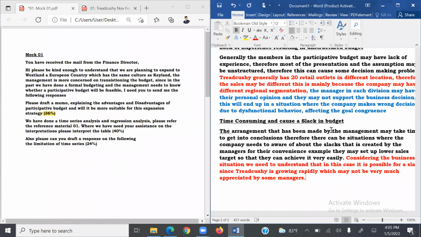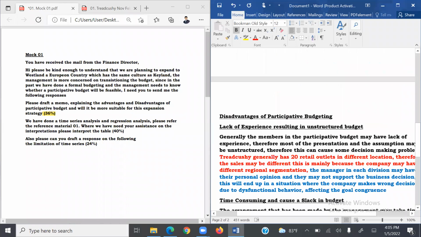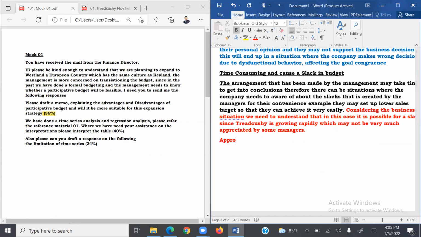So I believe this is giving you a better understanding there. Yes or no, students? Any questions on this, you can ask me. So this is how the time consumption goes out. The next thing, I will write it down: appropriateness. I'll make a small sentence for you. The participative budget is appropriate for the expansion.